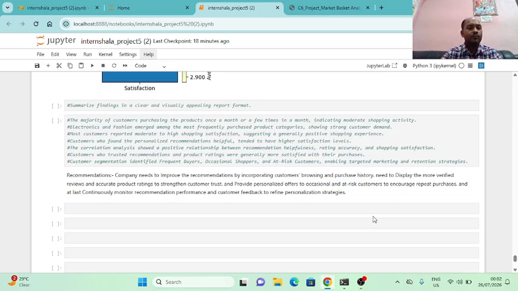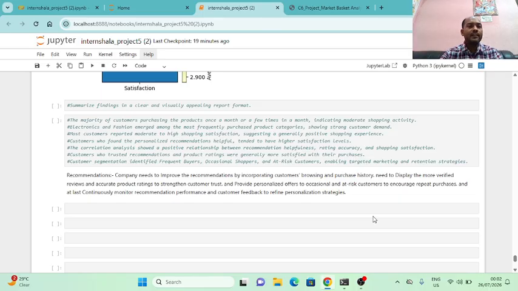also needs to display more verified reviews and accurate product ratings to strengthen customer trust, and provide personalized offers to the customers so that they can engage more, and at last continuously monitor the recommendation performance and customer feedback to refine the personalized strategy. Also, customer segmentation identifies the frequent buyers and occasional shoppers, enabling targeted marketing and retention strategy. So customers who trusted recommendations and product ratings were generally more satisfied with their purchase.